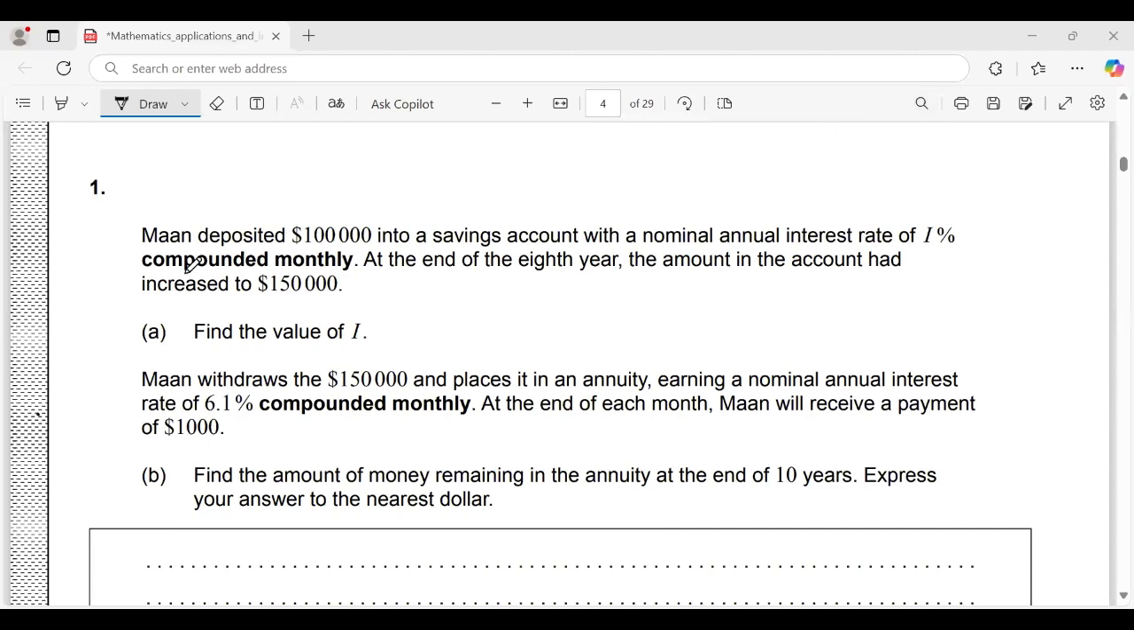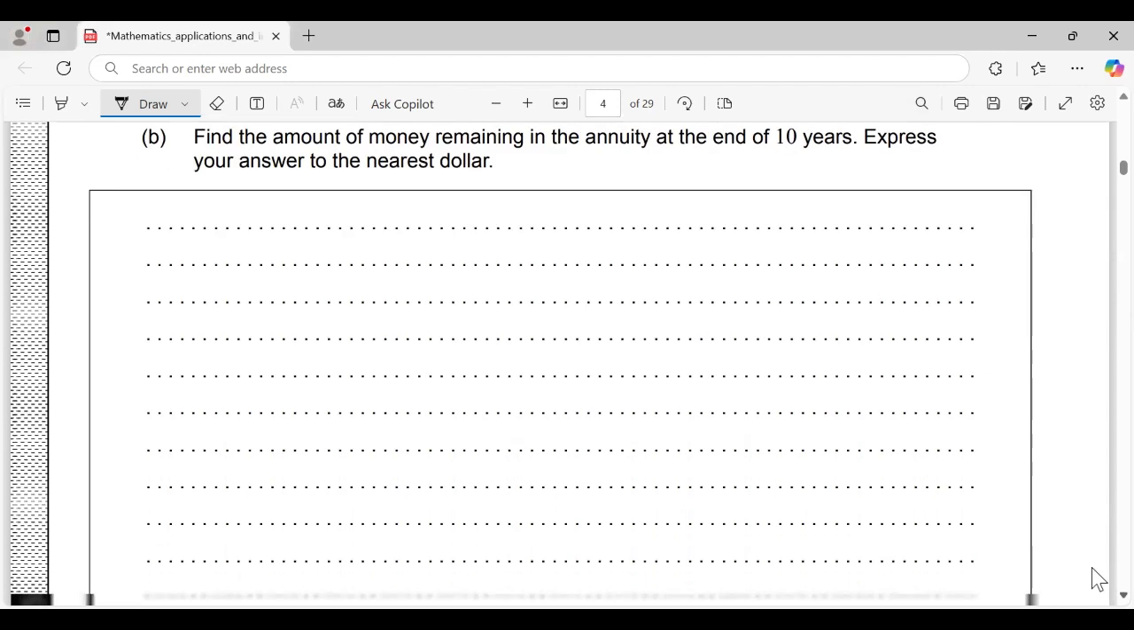Number one, a man deposited $100,000 into a savings account with a nominal annual interest rate of I% compounded monthly. At the end of the 8th year, the amount in the account had increased to $150,000. Find the value of I. I is interest, right?